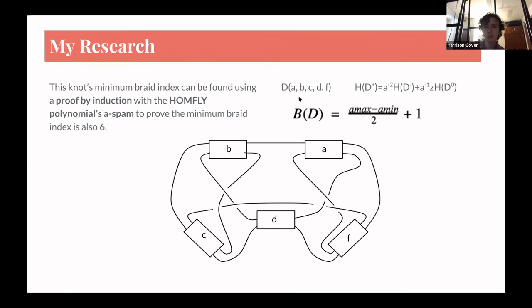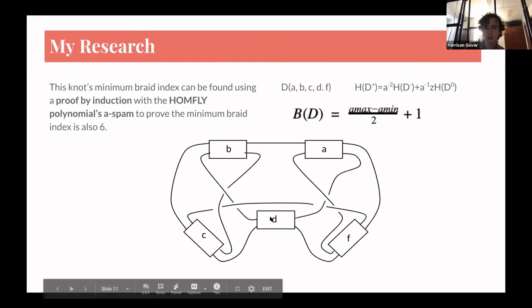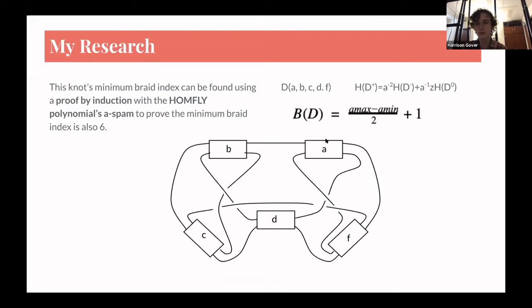So AKA, if it's D11111, that will have 1 crossing in each box. And we can actually find the braid index using the Fly polynomial of a given knot. And that's using the maximum power of A minus the minimum power of A, divided by 2, plus 1. And we can find this Fly polynomial fairly easily. You can just plug in the code of the knot into Mathematica and it'll spit out the Fly at you. But we want to do this for all forms of this knot. And that can be found with induction.